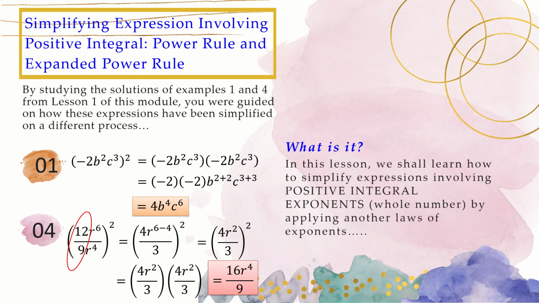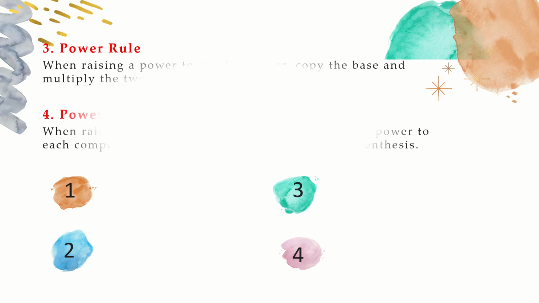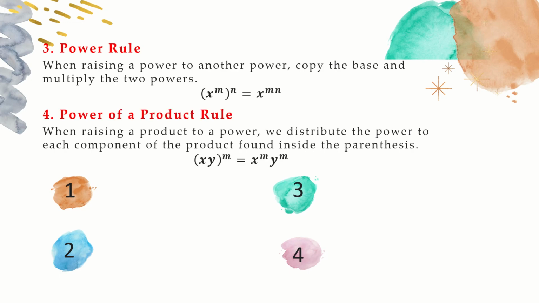But in lesson number 2, we shall learn how to simplify expressions involving positive integral exponents, meaning positive whole numbers, by applying other laws of exponents on the next slides. The third rule and the fourth rule combine. The power rule: when raising a power to another power, copy the base and multiply the two powers.